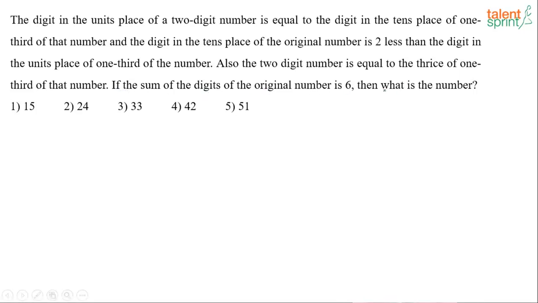I think just go by options. This is like a straight question. Don't put pen on paper for writing equations. I mean, you can write equations to solve, but there are multiple conditions given to us for a two-digit number. So just use those conditions and see which option satisfies. For example, look at this. He says, the digit in the units place of a two-digit number is equal to the digit in the tens place of one-third of that number. So if you observe, when you read the question for the first time, two, three times he has mentioned one-third of the number, one-third of the number, and so on. We are talking about a two-digit number.